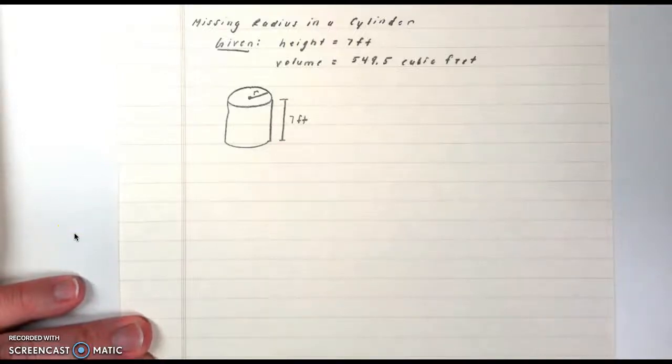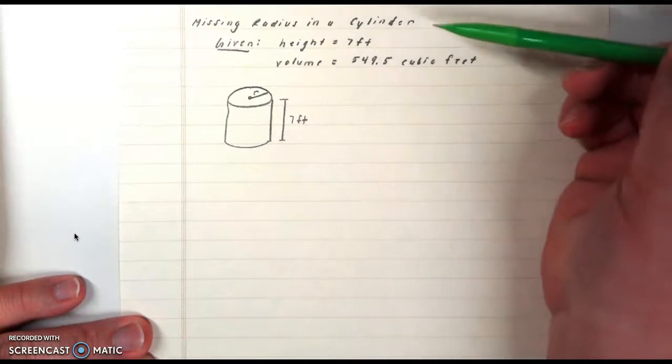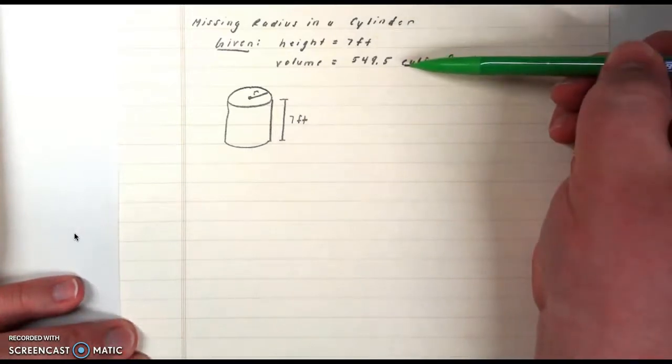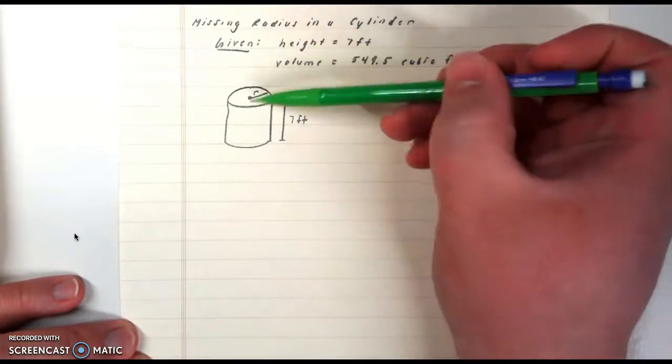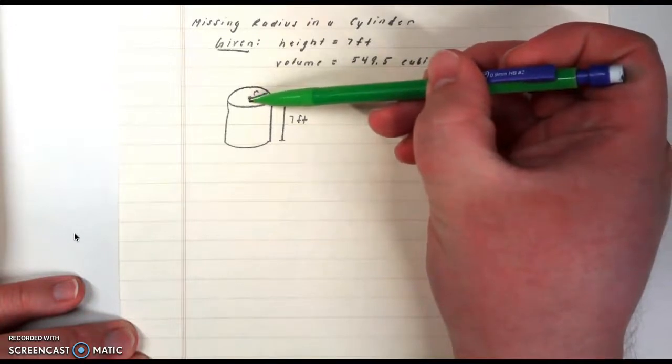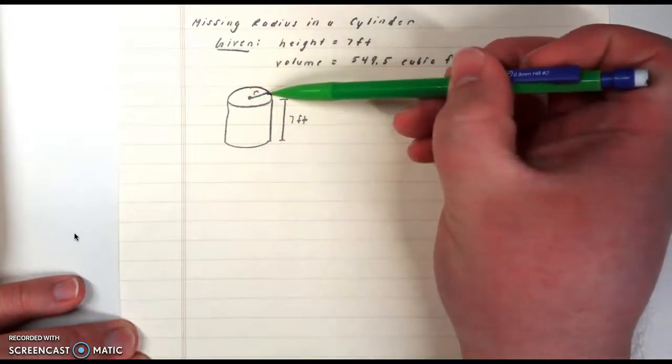This video will be covering how to find a missing radius in a cylinder. And in this case, you are going to be given the height value and the volume value, and our goal is to find the radius, which, remember, the radius is the distance from the center of a circle to any part on the circle.